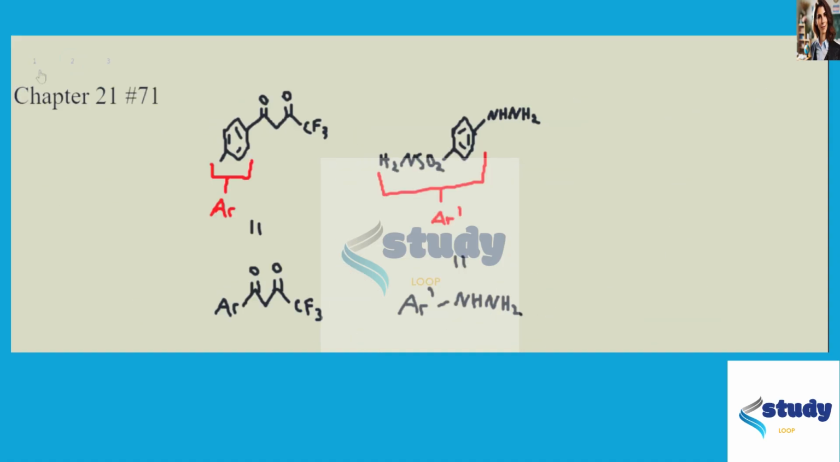Okay, and again, here on page 1, these are the abbreviations that I used. It's pretty common to see AR. It stands for aryl, so it's used to represent a large part of a molecule that involves an aromatic ring. And that's the answer to chapter 21, problem number 71.